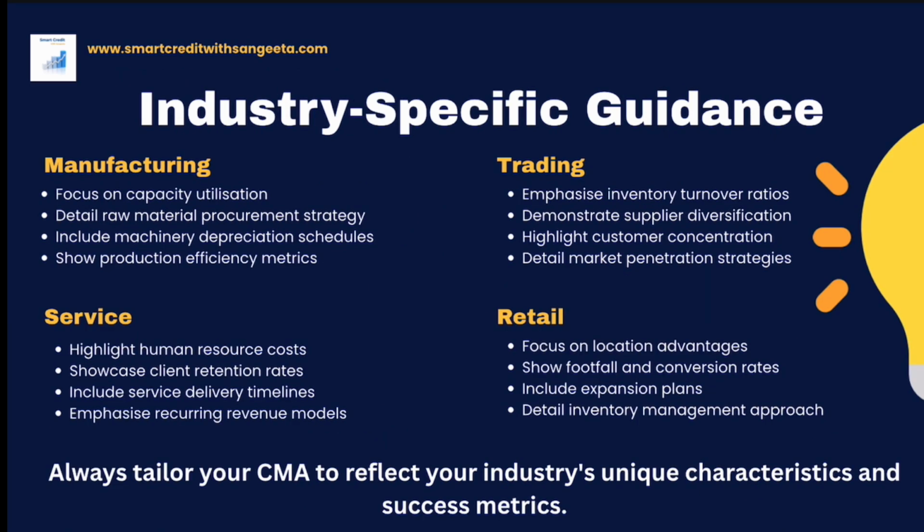Next is industry specific guidance. So let's start with manufacturing. Focus on capacity utilization, detailed raw material procurement strategy, include machinery depreciation schedules, and show production efficiency metrics. I've seen many reports where the manufacturing units never include machinery depreciation schedules. They simply estimate and put the depreciation value. But what we bankers require is the schedule, how you have calculated the depreciation.